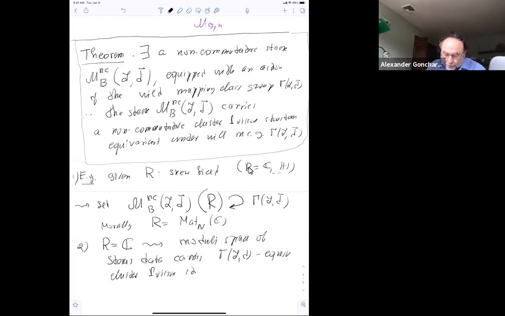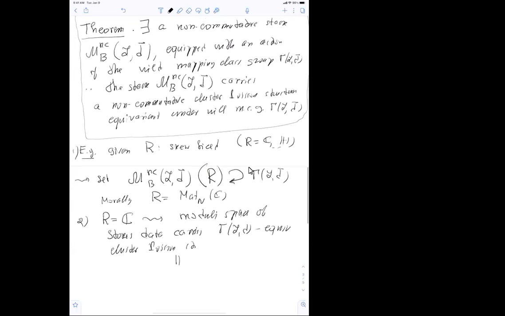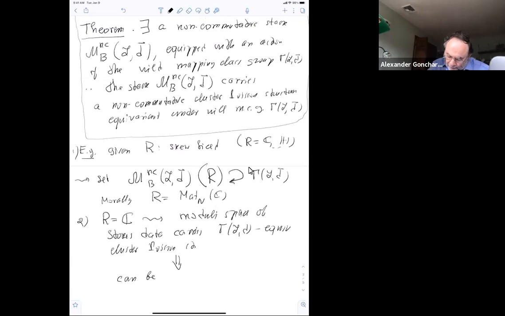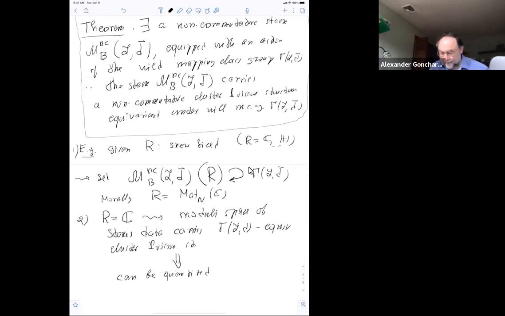So this on its own is a very interesting statement, because this implies that it can be quantized in a strong, in a cluster sense. In the sense we were doing this with Volodya Fock. So once again, the upshot of this main result is that if you forget about non-commutative rings, all moduli spaces of Stokes data related to arbitrary differential equations can be quantized.